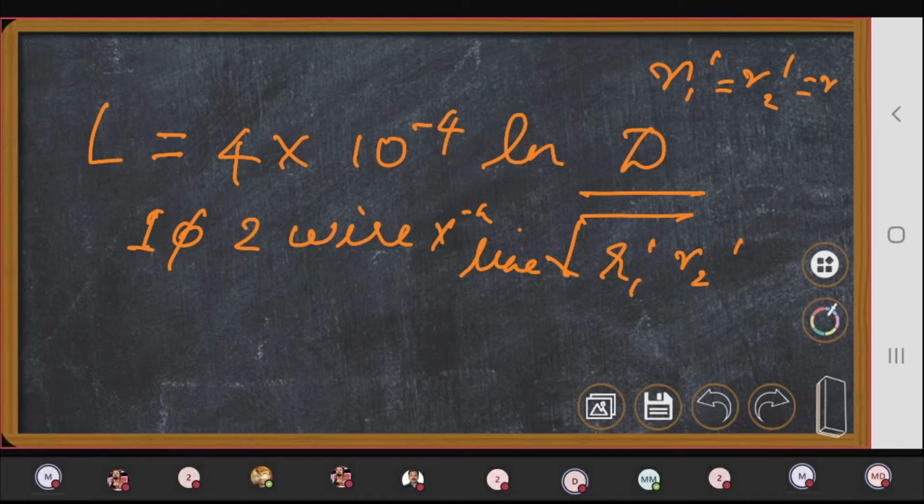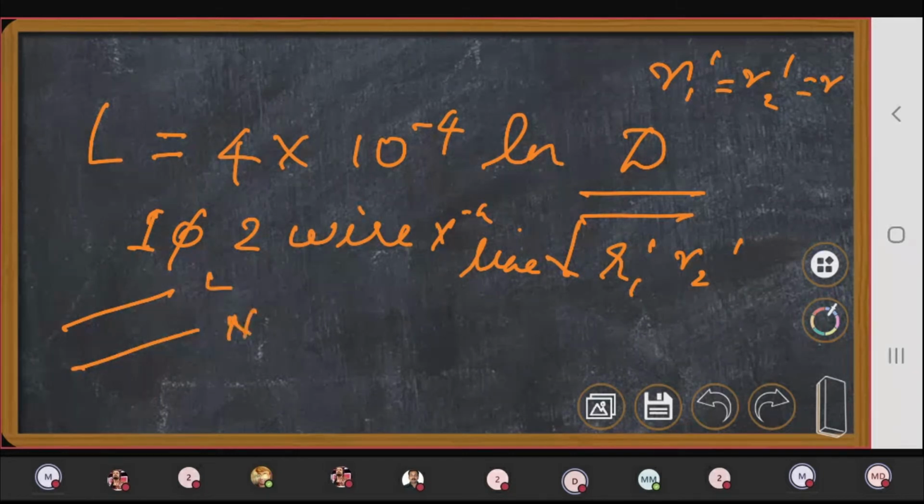In a single phase transmission line, you have two wires. One is your line, another one is neutral. Usually for the line the radius is R1 dash and for the neutral it is R2 dash. So they are simply saying these two are equal to R.